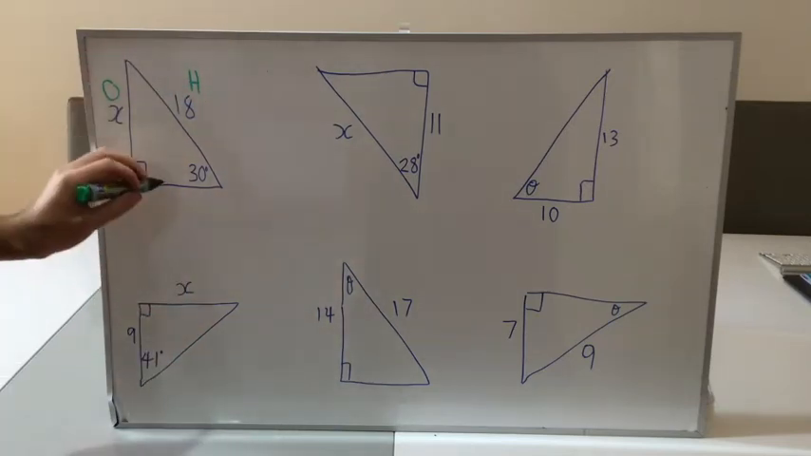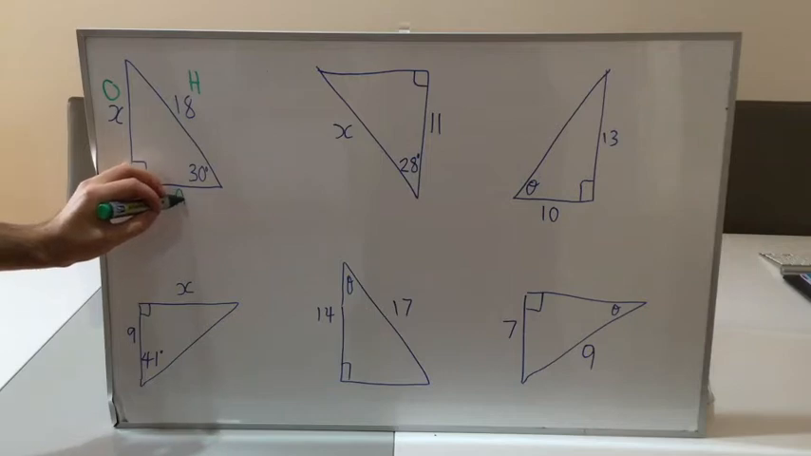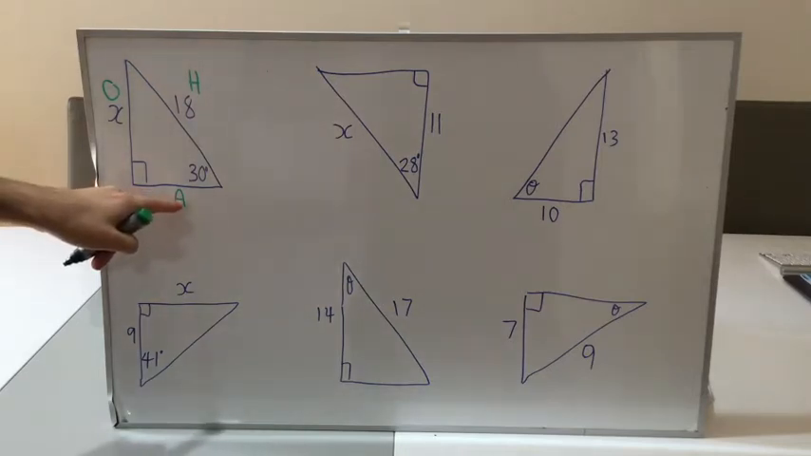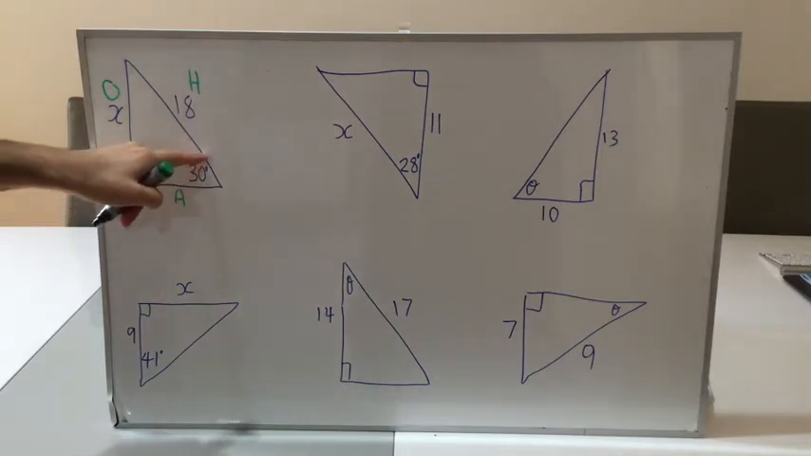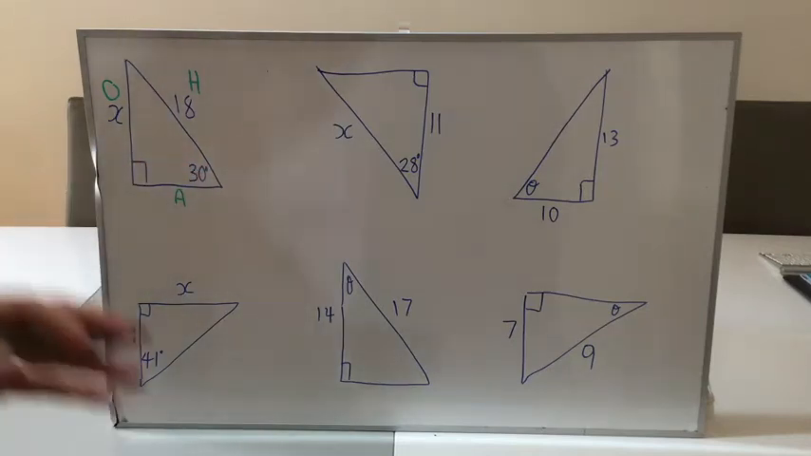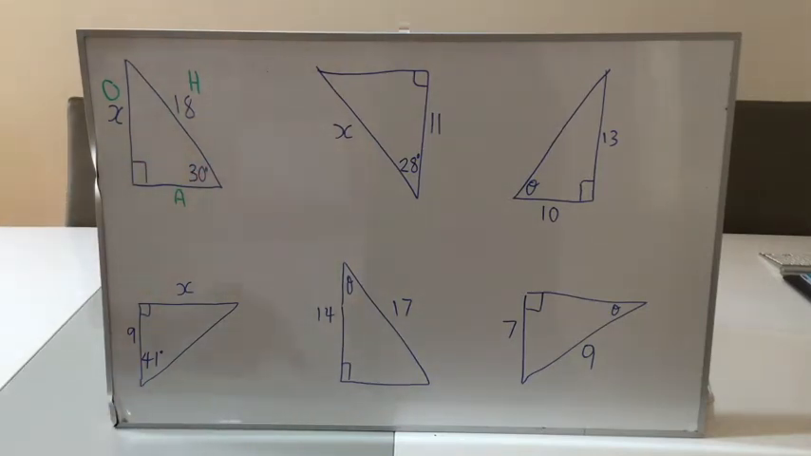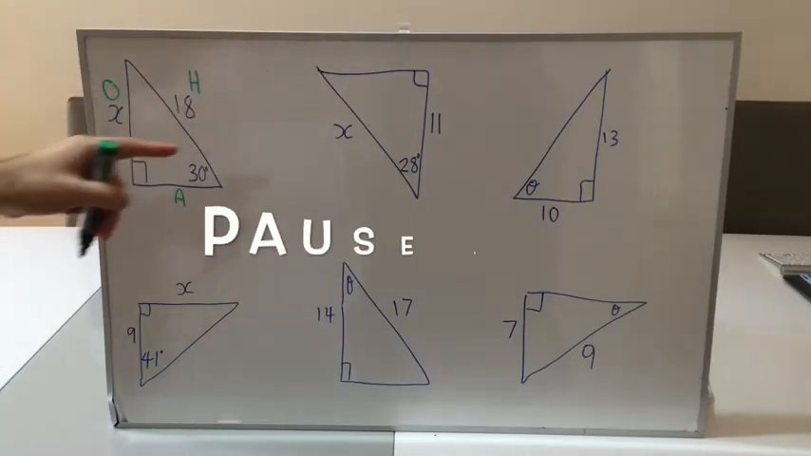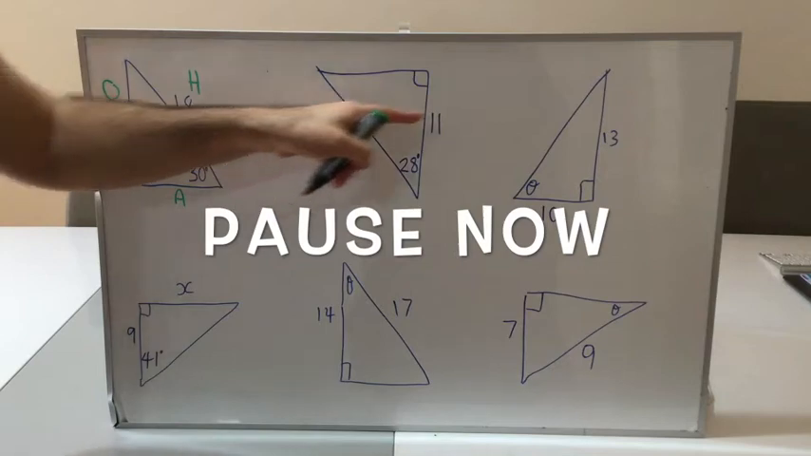So I've labelled that side with an H, I've labelled that side with an O. That must mean that this one here is the A for adjacent. Adjacent is a fancy word for next to. And it is adjacent or next to the 30 degrees. That's what it means. It's next to that angle that you've got. I'd like you to now pause, try and do all of them. I'm going to come back and show you these 2 next.